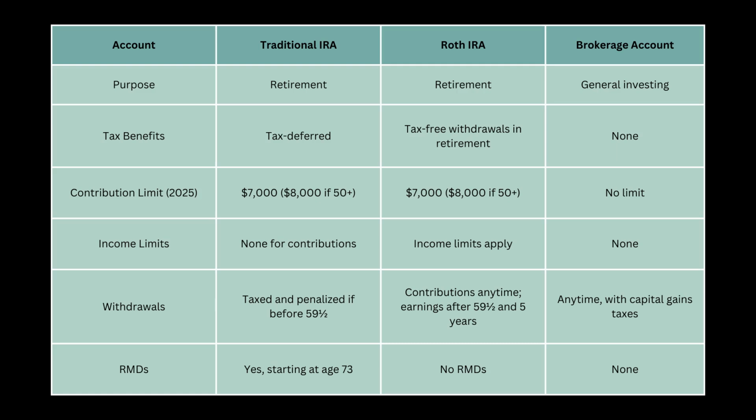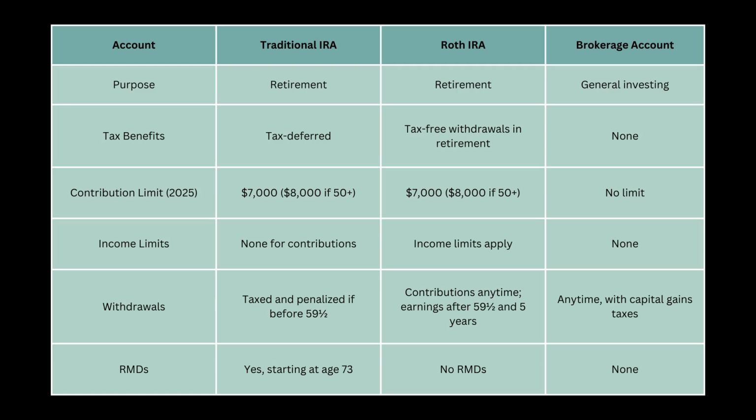Tax benefits. For the IRA, the money you put in is tax deferred, meaning no taxes were taken out of the money invested, and you will pay taxes when you get the contributions or gains out. For the Roth IRA, the money invested has already been taxed. However, it grows tax-free when withdrawing the money. The brokerage account doesn't have any tax benefits.